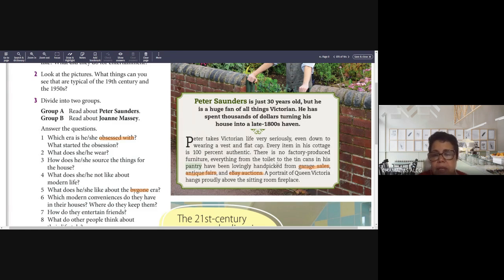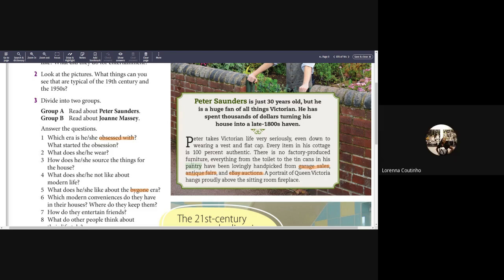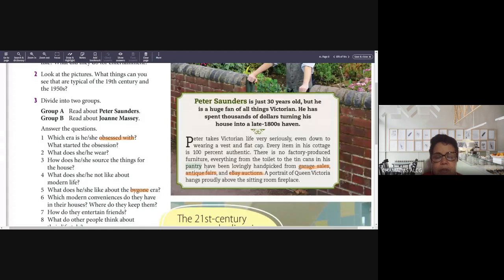Everything from the toilet to the tin cans in his pantry have been lovingly handpicked from garage sales, antique fairs, and eBay auctions. What do you understand by pantry? I don't know. Does anybody know? Pantry is the same as dispensa in Portuguese.